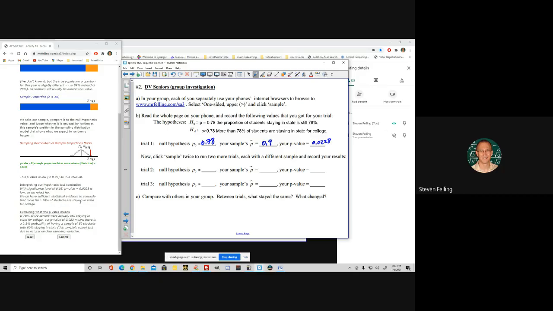Another thing that we sometimes get asked on AP tests is to explain what the p-value means. That also has a standardized way to write it up, and it would look something like this.